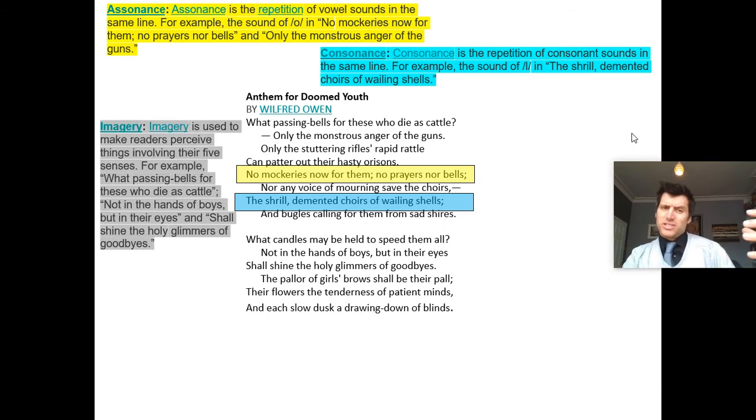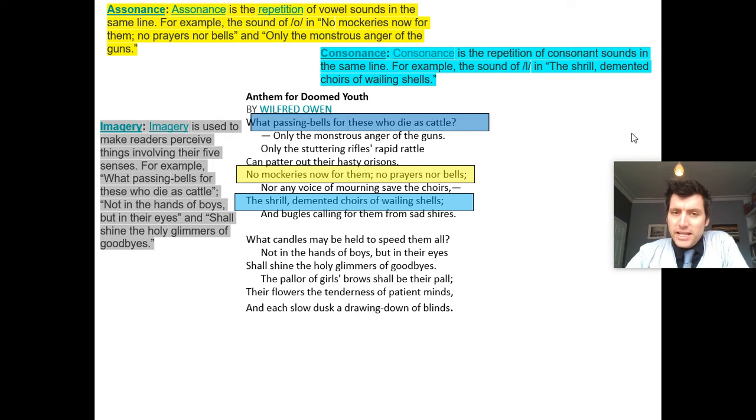Okay, we've also got imagery, which is a skill where we think about what we can see, what we can hear, what we can smell, what we can taste, and what we can feel with our fingers and our other body parts. Here, similarly to the similes, we've got that line around cattle. But here we can hear the passing bells. What passing bells for these? So what can we hear? Normally when something dies or is walking to an abattoir, there might be a bell on it, like a cow might have a bell on it, or if there's a funeral, we hear a bell. But here the soldiers aren't getting the bells of funerals. The soldiers are getting the monstrous anger of the guns.